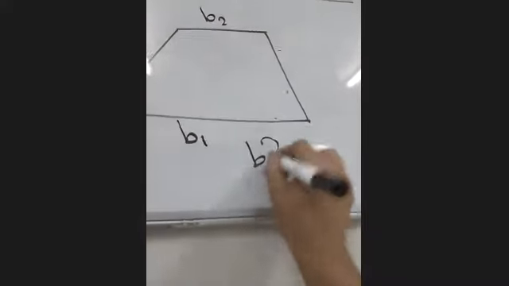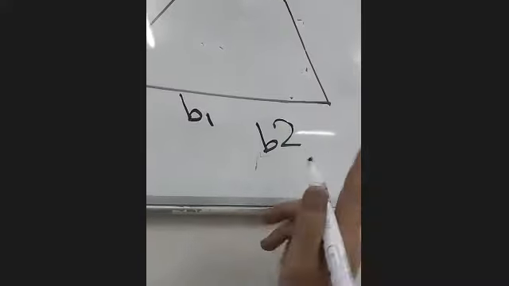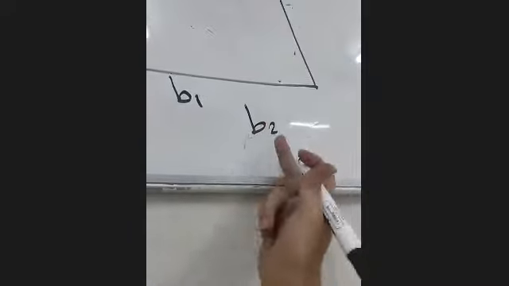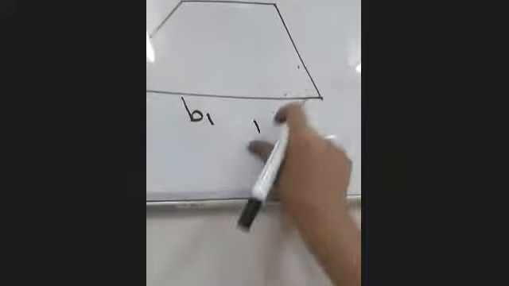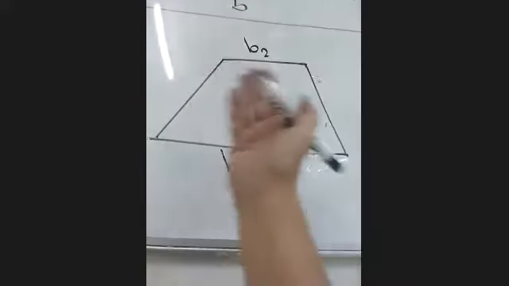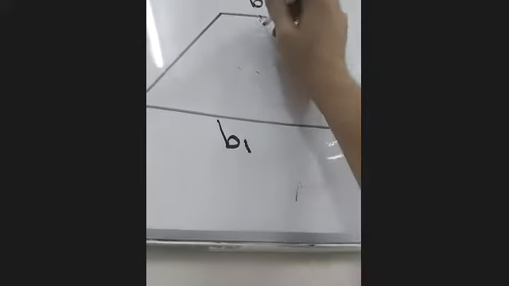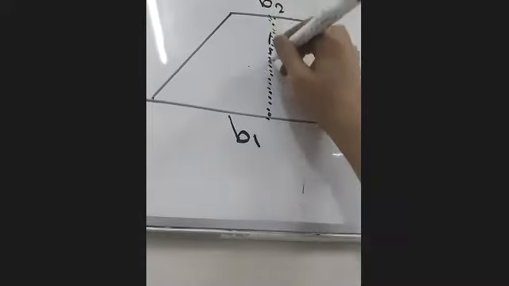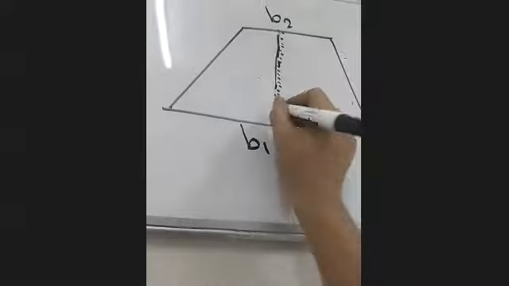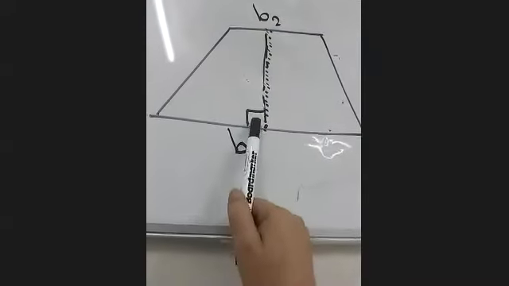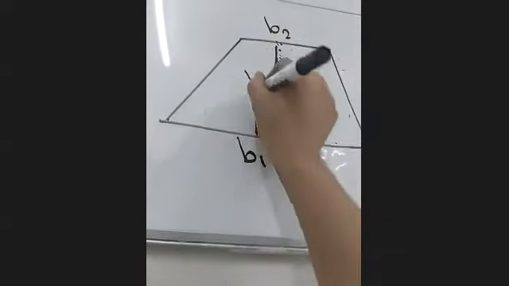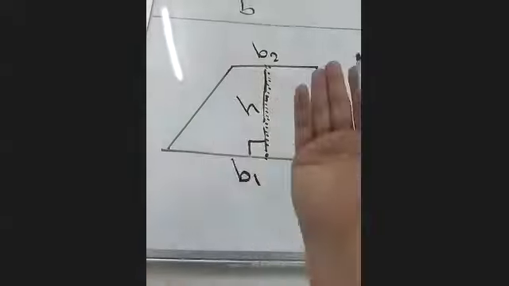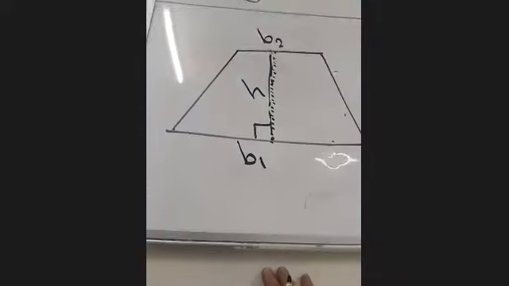And don't write base 2 like this. No, we write base B and 2 small down like this. So we have base 1 and base 2, and the height, the perpendicular or vertical line connected between them. Perpendicular means it has a right angle. We call it the height of the trapezoid. So we have base 1, base 2, and height for the trapezoid.